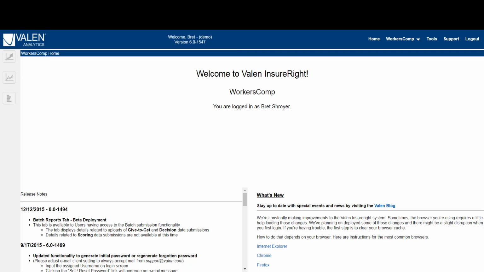Welcome to this overview of the InsureRight platform, which is designed to help P&C insurers make more informed decisions by leveraging data analytics and measure the business impact of those decisions. We'll start with our Predict application, which underwriters use to make individual risk selection and pricing decisions.